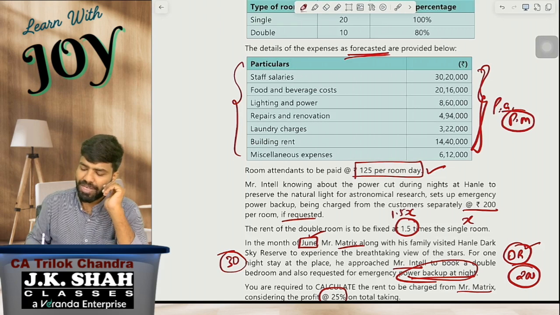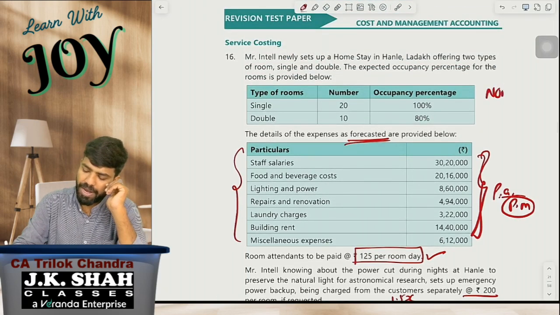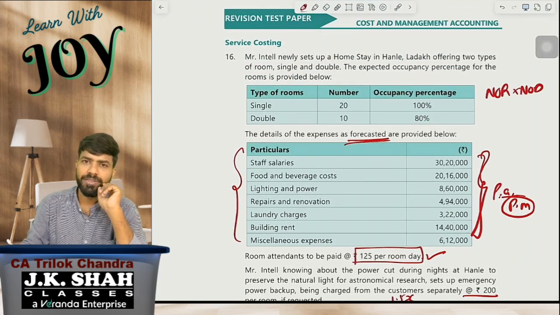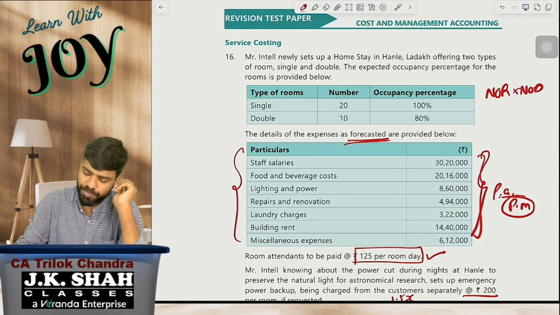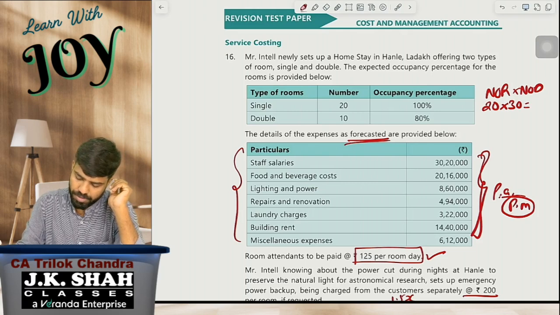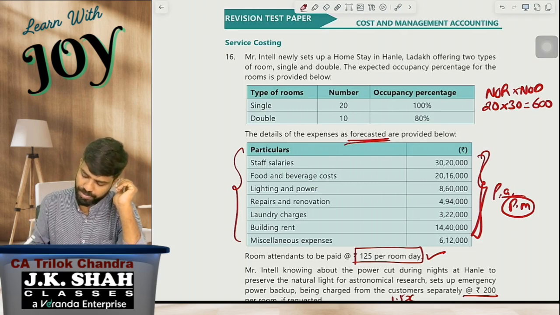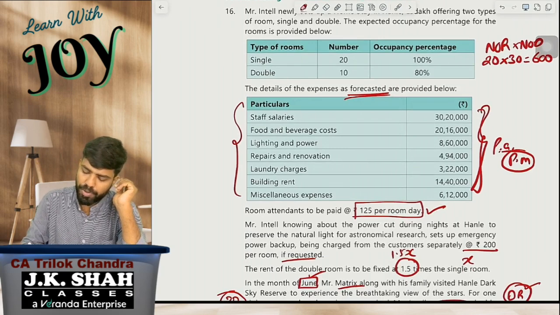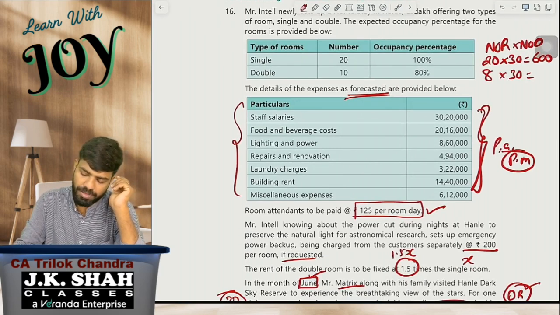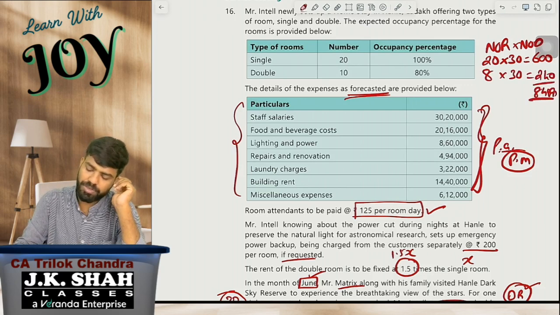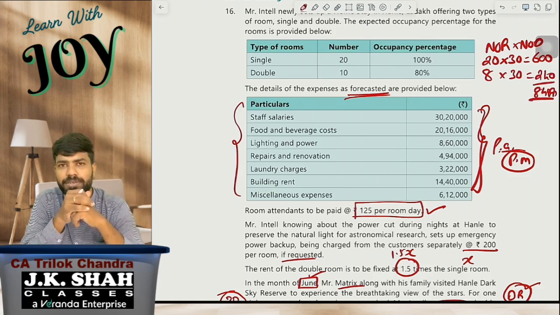We need to calculate room days. How to calculate room days? Number of rooms into number of days. First one, single room: 20 into 100%, 20 rooms into number of days is 30, so 600. Next, double room: 10 into 80%, 8 rooms into how many days? 30 days, 240. Total it comes to 840 room days.